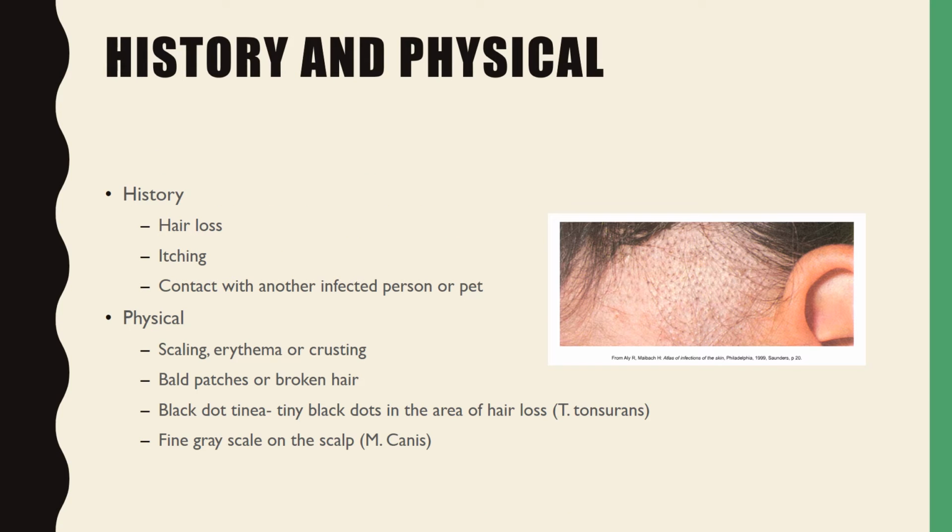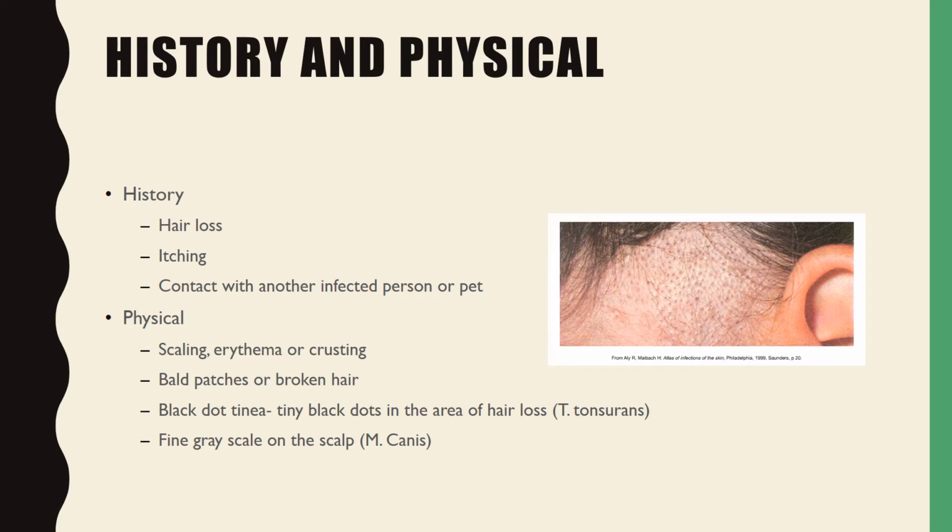For your history, you want to ask about hair loss, any itching, and then any contact with any other infected person or a pet. A lot of this can be transmitted from a pet. So your physical exam, you'll see scaling, erythema, or crusting. They'll have bald patches or broken hair. They can have black dot tinea, and that's the picture there on the right.